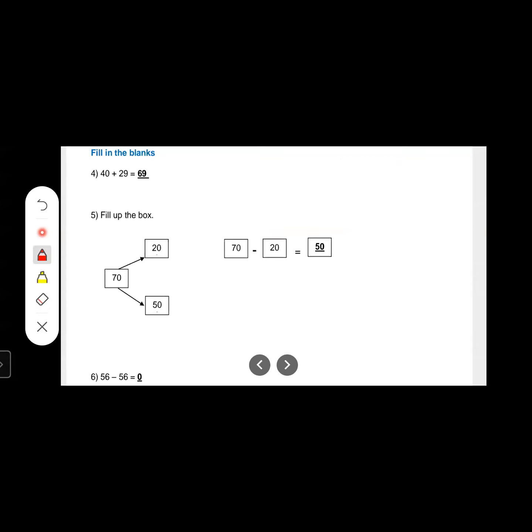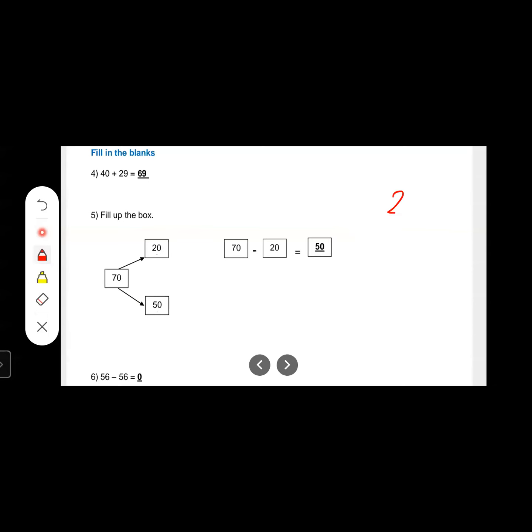Now we will move on to the next question. Fill up the box. Here some boxes are given, okay? So what is the number written here? 70. And here we have 20 and 50. Why we have written 20 and 50? Because 20 plus 50 is equals to 70. Is it correct?